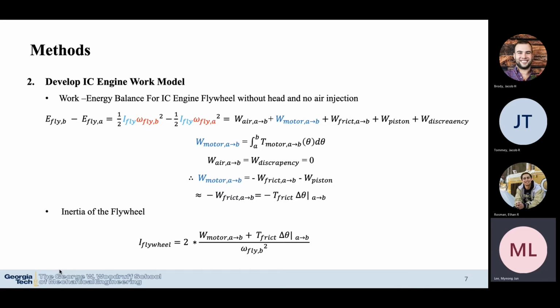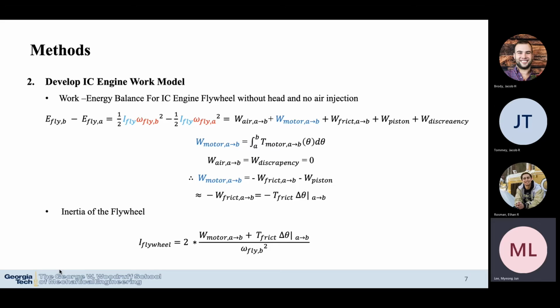First, the team had to develop the IC engine work model. On this model, 3 rounds of experiments are planned and characterized, to characterize the work terms in the IC engine work model. In the first round, the head is not attached and the air is not injected either. Therefore, the work done by the air and the discrepancy work are negligible. Flywheel angular velocities A and B are determined by the result of the experiment.